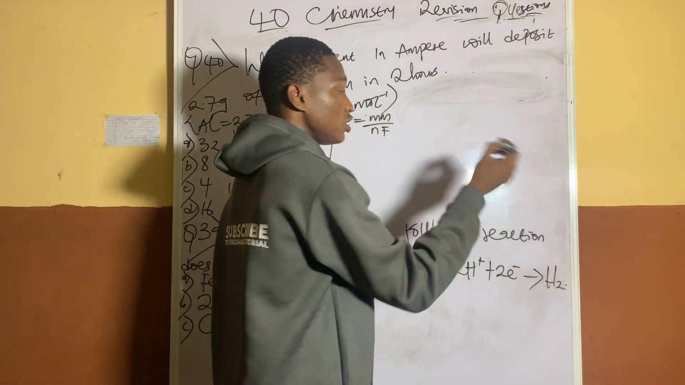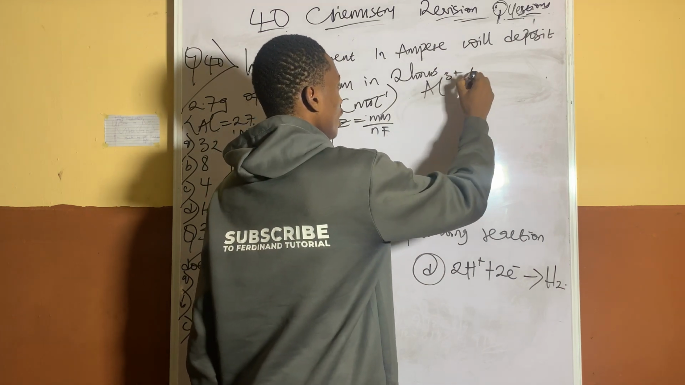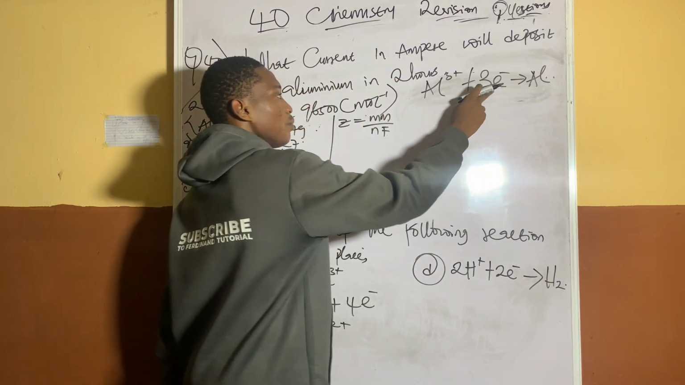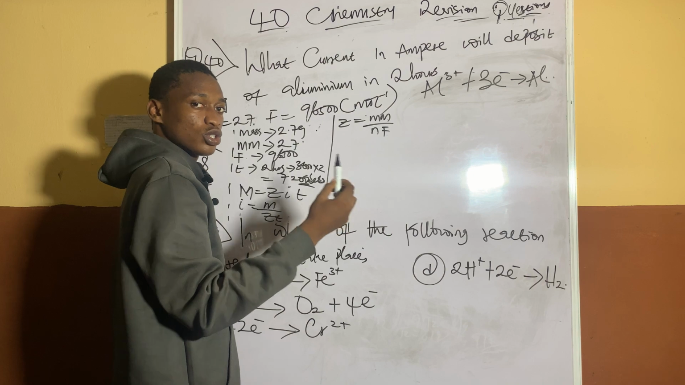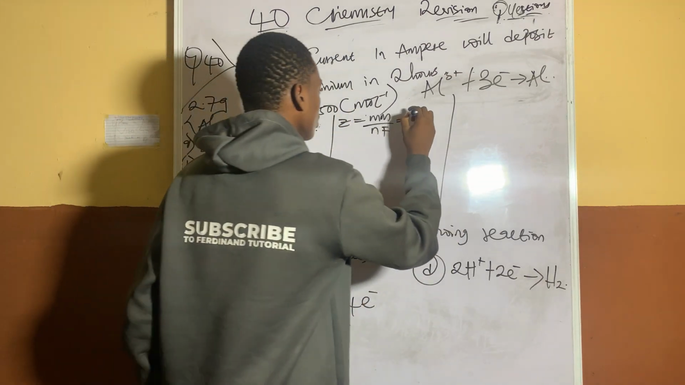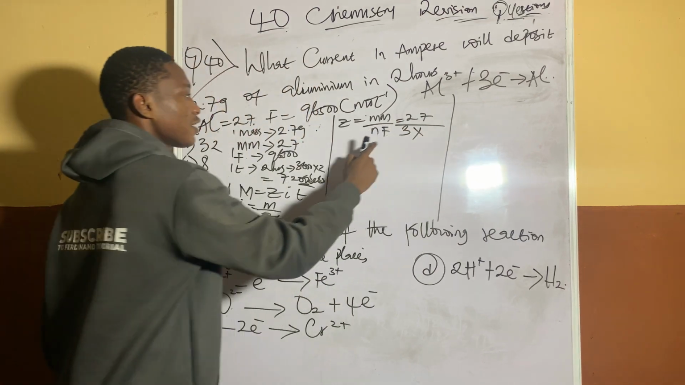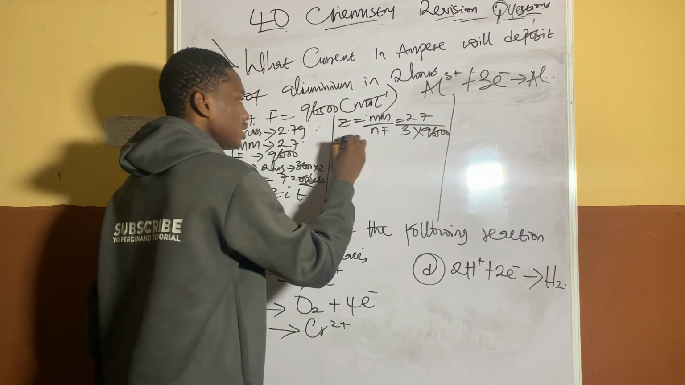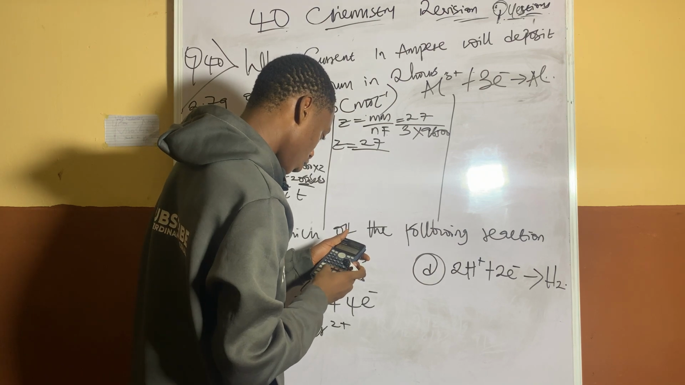Since we're talking about aluminium, we look at aluminium. What is the charge of aluminium? Al3+ plus 3 electrons gives us aluminium. So the number of electrons here, which is N, is 3. When you hear about N, it is the number of electrons. So our molar mass is 27 over N, which is 3, times F, Faraday's constant, 96500. Z will be equal to 27 over 3 times 96500.